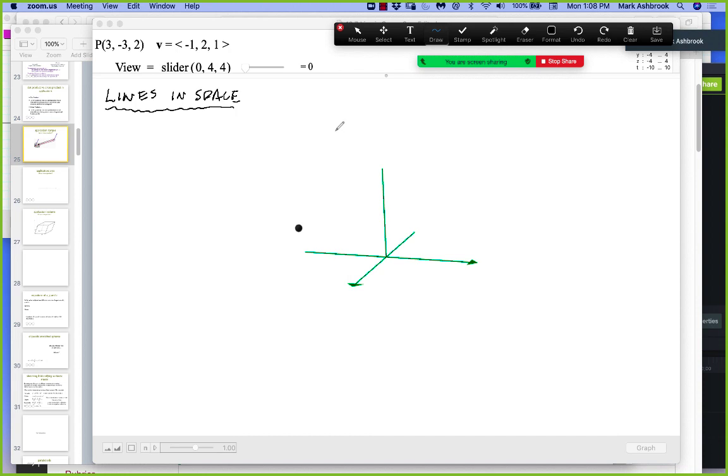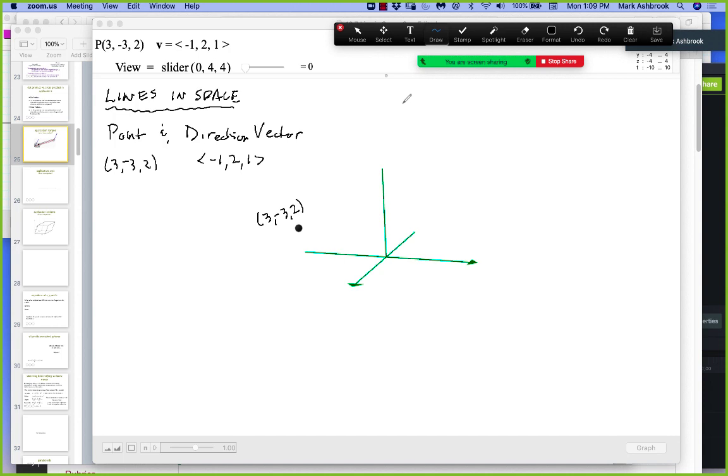So the way that we define a line in space is we start with a point on the line. Here's my point on the line right here, and that is (3, -3, 2) for this example for developing it. So we start with a point on the line, and then we pick what's called a direction vector. For this example, my direction vector is (-1, 2, 1). So we have our point, (3, -3, 2), and the direction vector, (-1, 2, 1). The direction vector is parallel to the line, it runs right along the line.